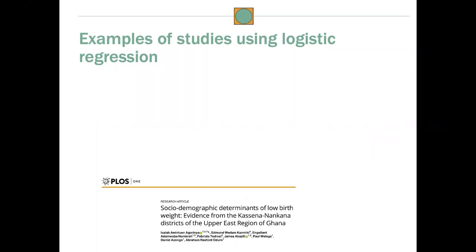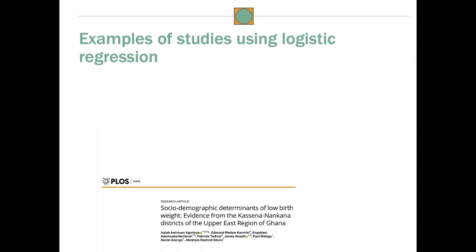And then in 2018, Agorinia and colleagues conducted analysis to answer the research question, what are the social, economic, and demographic factors that determine low birth weight? They used data from the Navrongo Health and Demographic Surveillance System. Their outcome was low birth weight or normal birth weight. They defined low and normal birth weight using the WHO recommendations, so low birth weight was defined as a birth weight less than 2.5 kilograms and normal was greater than 2.5 kilograms.